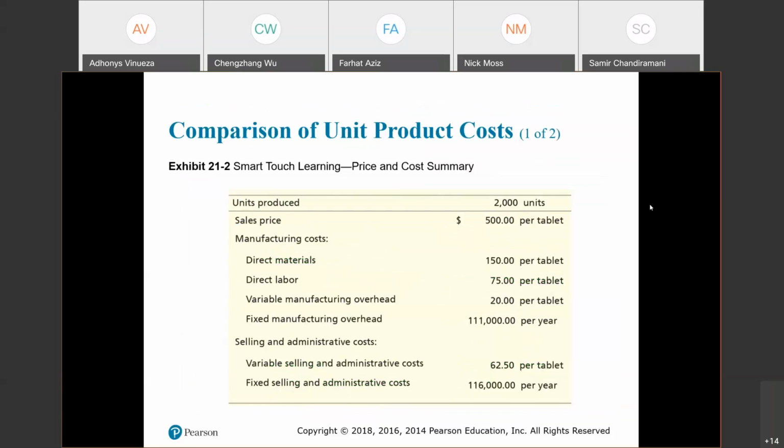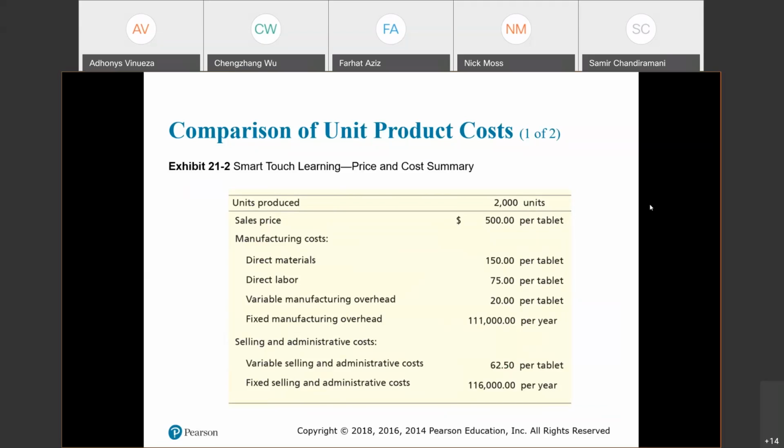Well, to illustrate the difference between absorption costing and variable costing, let's look at this slide. And we will also use the Smart Touch Learning Company as an example. This slide summarizes the company's price and cost information based on 2,000 units produced.